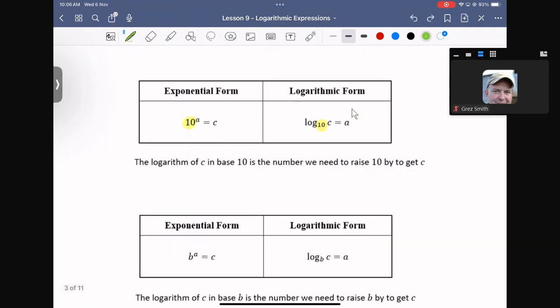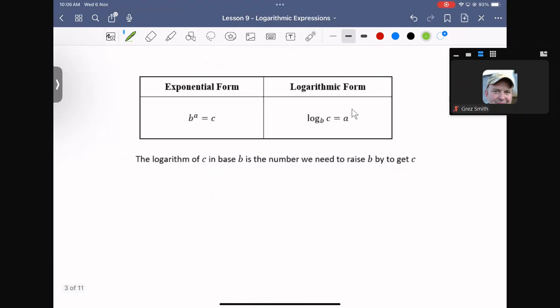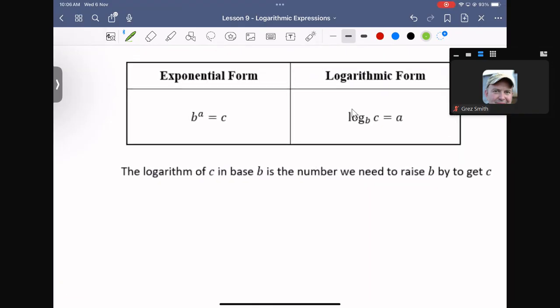Sorry, let me write that a bit bigger. This is common logarithms, base 10. We have common logarithms, natural logarithms, and then just logarithms. So here in the second one, we see a more general definition for the logarithm, where the base has been changed to base b. So the base we show there with a subscript after the logarithm.